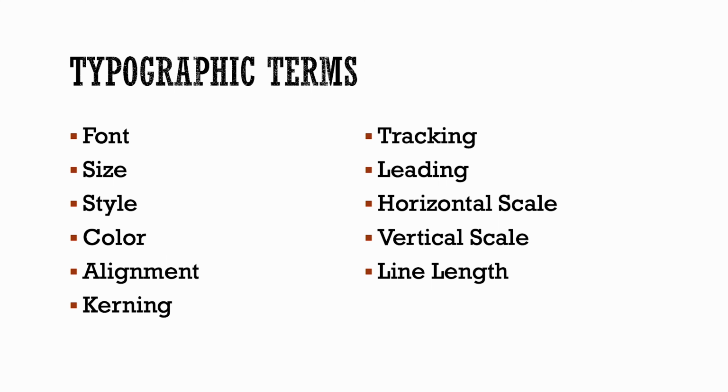Font is the different styles that we have of different letterings. Size is given in points, and the larger the number, the bigger the size of the type. Style could be bold, italic, semi-bold. And those represent different styles of the same font. So an italic is more than just being a slanted version of the regular font. It actually has some adjustments to make it look more like a script.